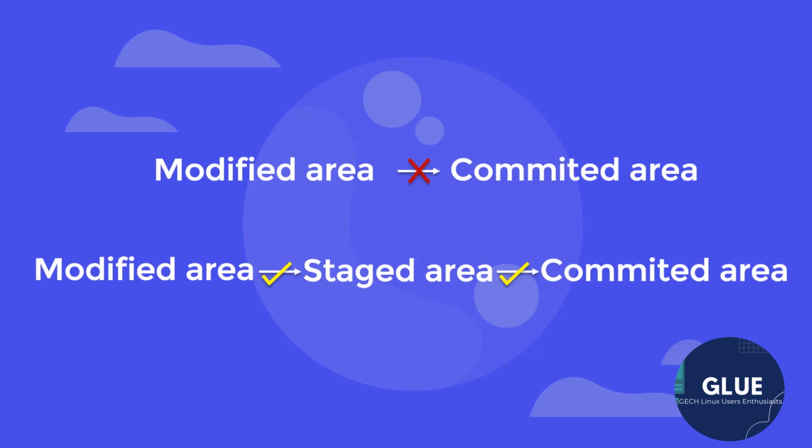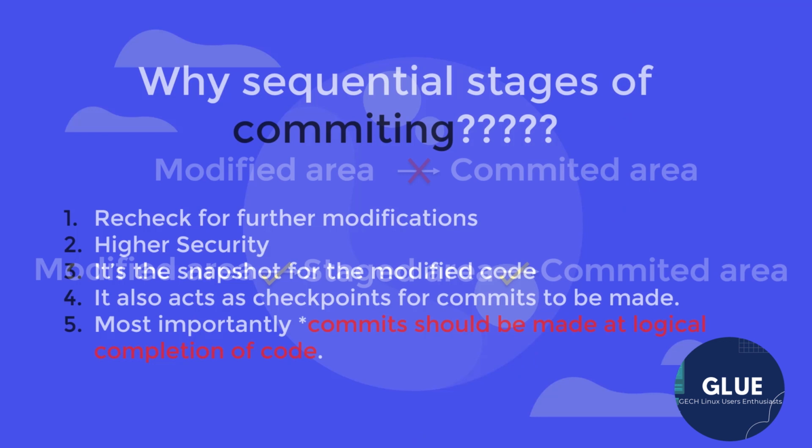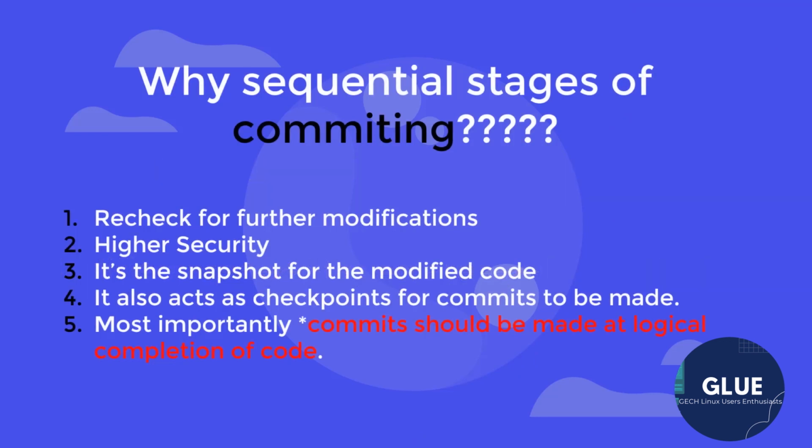So, here the tracking part is done by pushing the files to the staging area, where every progress of your local repository gets tracked and can be easily reverted. And by having a staged area before commit, you can also recheck for further modifications that have to be done for the files in the staging area before they get committed.